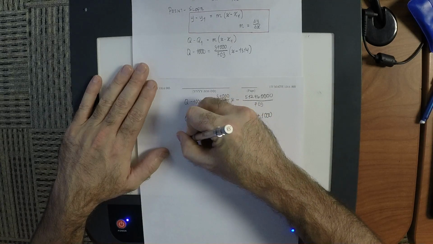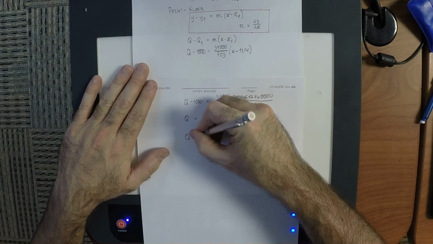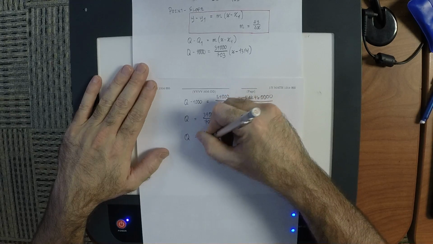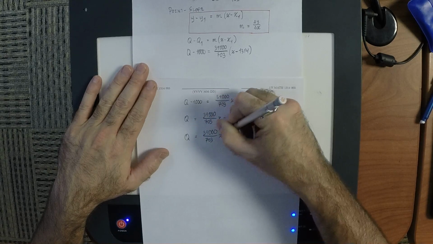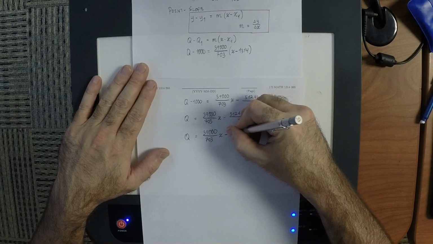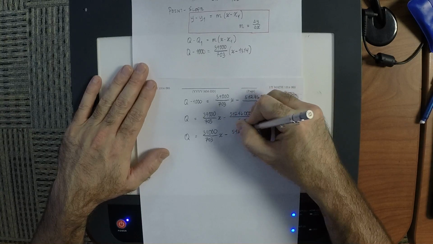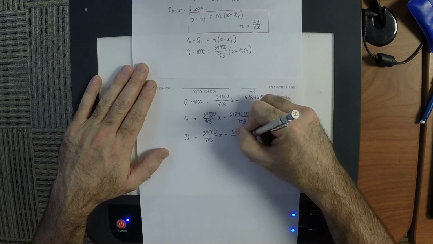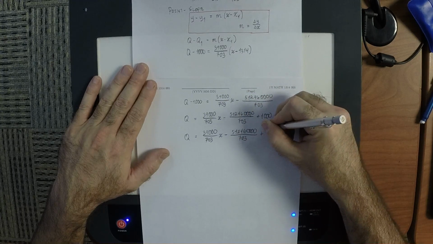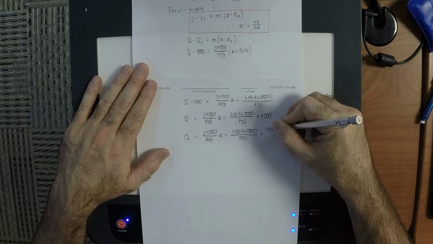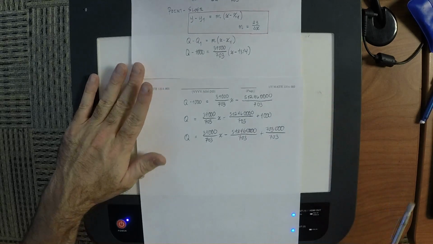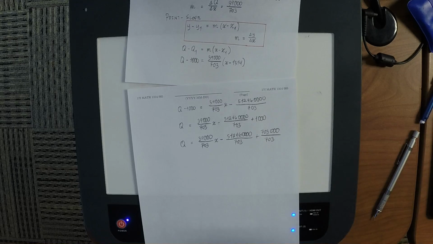So doing that gives us 39,000 over 703 x, then minus 512, 46, 4 zeros over 703, and then plus 703 with 3 zeros over 703. And then I'll type that in.